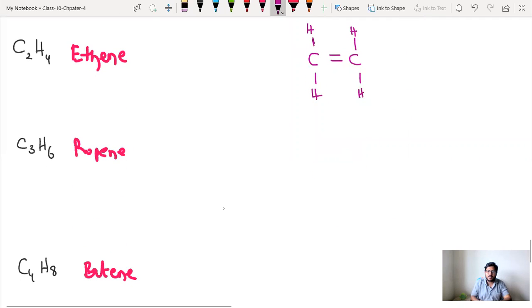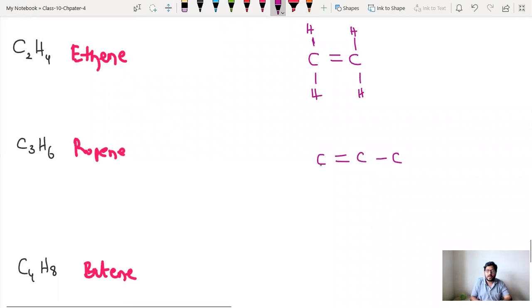Next, propene. How many carbons? 3. 1, 2, 3. In between carbons, at least one double bond. If you wanna draw it here, you can draw. If you wanna draw it here, you can draw. It's your wish. But once if you draw double bond here, this should be single bond, guys. Because I told you only one, right? So if you are representing double bond here, this side should be single bond.